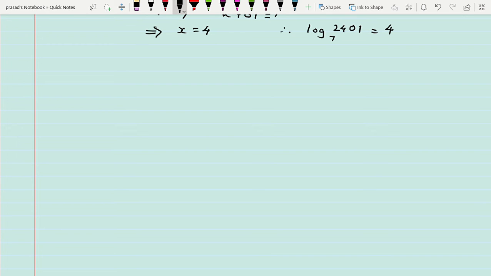Evaluate log 0.04 to base 5 without using any calculator. So take this as x. Change to index form. So we'll get 5 to power x is equal to 0.04, which I can write as 4 upon 100. Now 4 upon 100 is 1 upon 25, and 1 upon 25 is 1 upon 5 square.